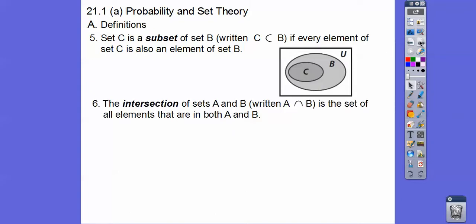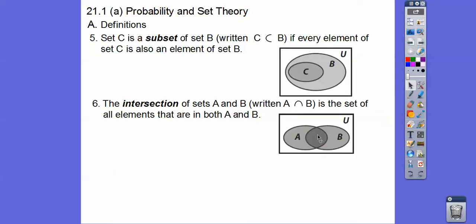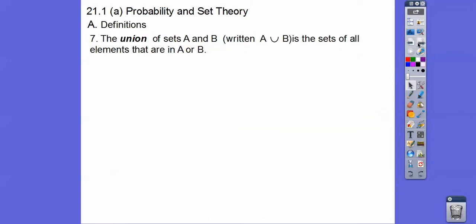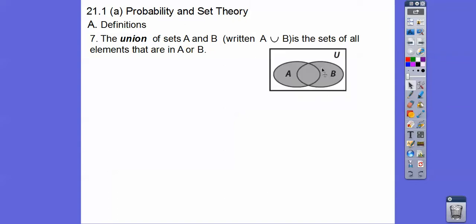The intersection of the sets A and B, written A intersection B, is the set of all the elements that are in both A and B. So it's this little region right here, where they overlap, where they intersect. The union of sets A and B, written A union B, like there's a U right there, is the set of all the elements that are in A or in B. So it's all of them. If I picked any point in this region, it would be in A or B. That would be the union. This would be the intersection.